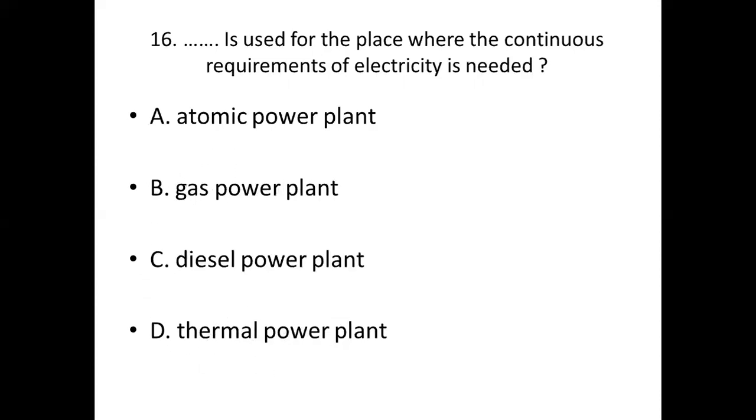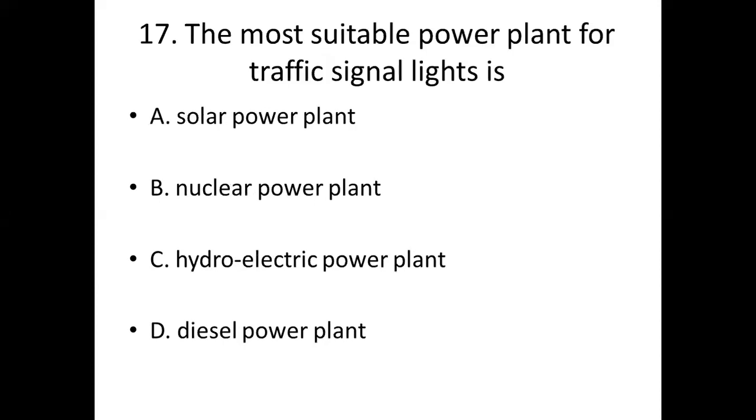Option C, diesel power plant. 17th bit. The most suitable power plant for traffic signal lights is option A, solar power plant. Option B, nuclear power plant. Option C, hydroelectric power plant. Option D, diesel power plant. Answer cheppandi.